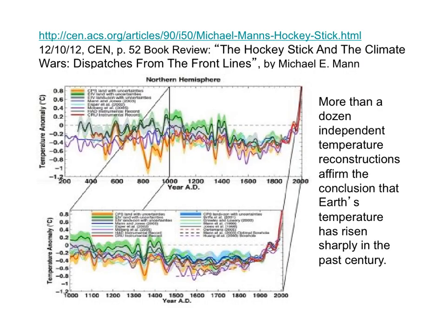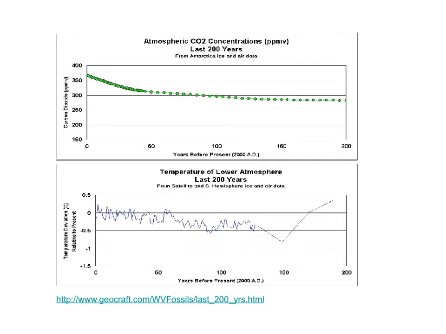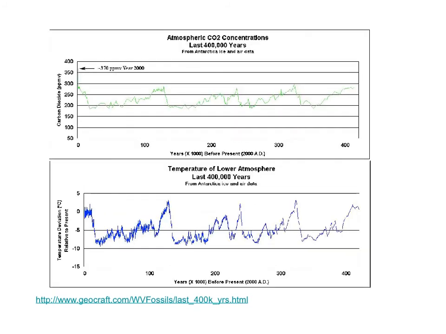These pictures show the Earth's temperature over time. The top graph shows over 1800 years, the bottom graph shows the last 1,000 years. The top graph shows the CO2 concentration over the last 200 years. The bottom graph shows the temperature of the lower atmosphere over the last 200 years. Is there a correlation? 200 years is a long time, but what about over the last 400,000 years?